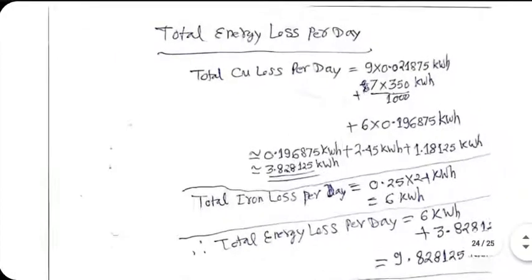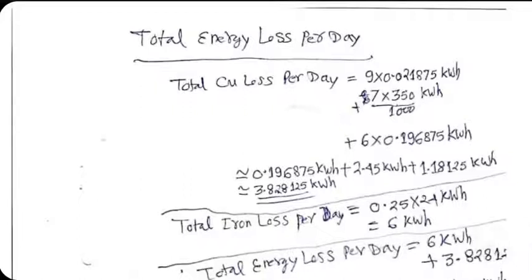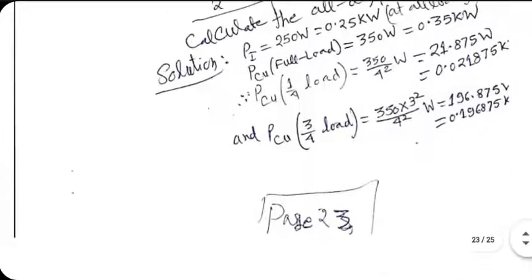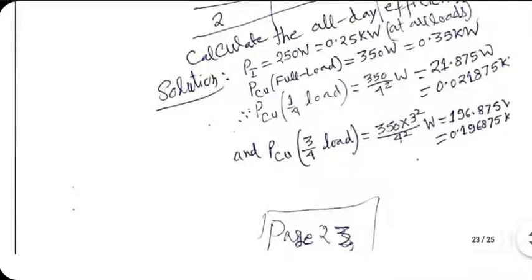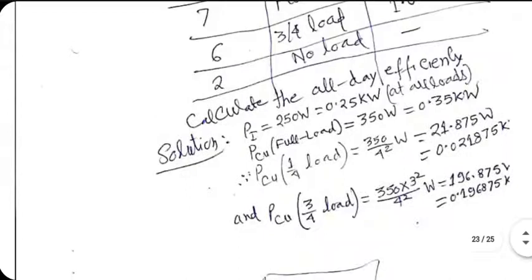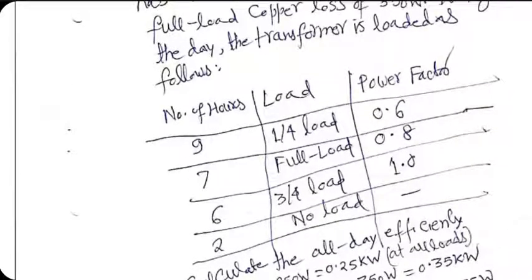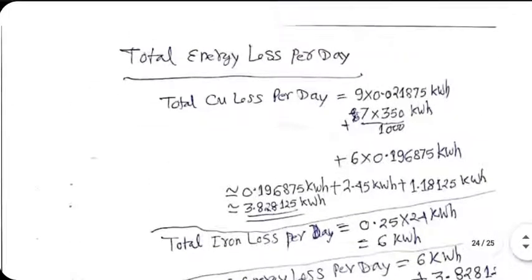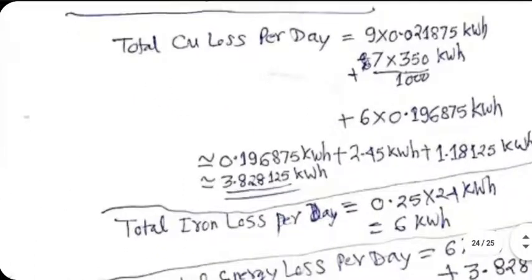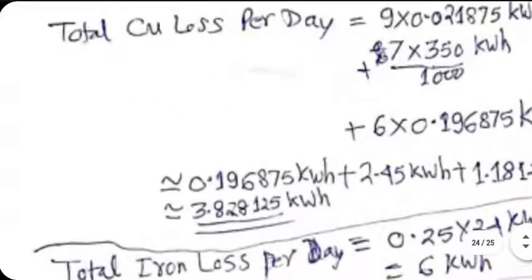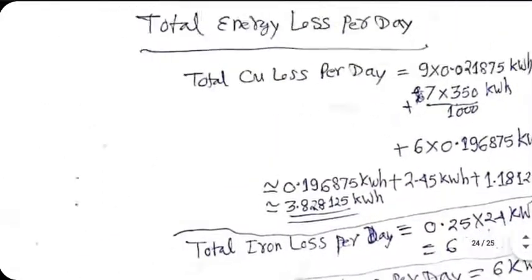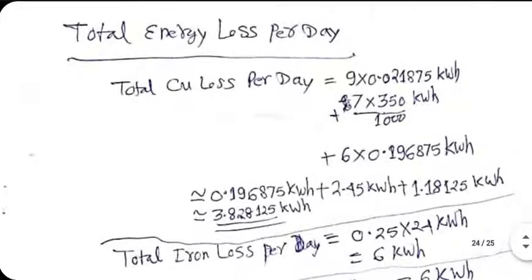So total copper loss in the energy sense for the entire 24 hours: for 2 hours, there is no energy loss, not in the copper sense at least, because there is no copper loss at all. This last entry will not matter as far as copper loss is concerned. Only iron loss would come into picture. So we sum up the results. You get the total copper loss for this entire 24-hour period as 3.828125 kilowatt hour.